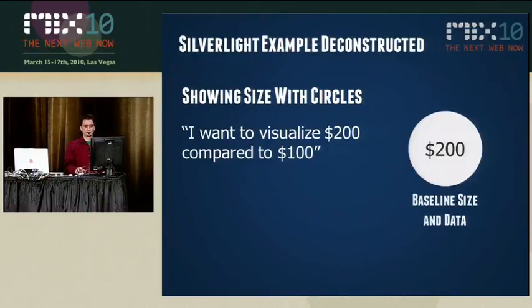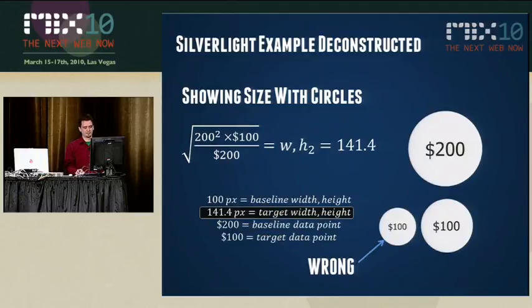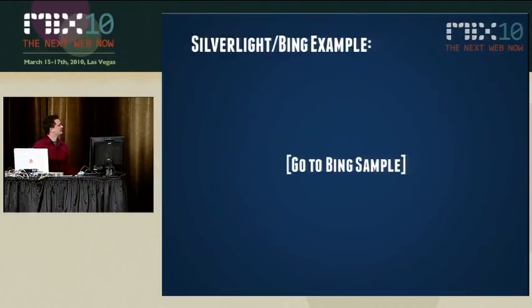Area radius, yeah. I really wanted to get this point across. Can you tell? Okay. Animations. To me, animations are the soul of interactive visualization, and we should be animating everything that we can: the height, the width, the position, the color, opacity. If you can show it, you can animate it, and we should be doing that as much as possible. We're going to go to the next sample.